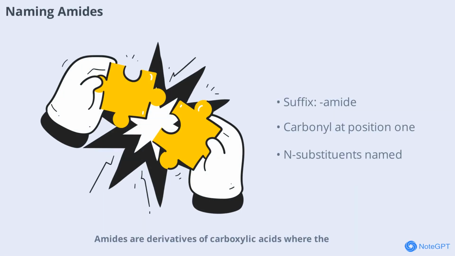Amides are derivatives of carboxylic acids where the OH group is replaced by an NH2 group. The suffix amide is used and the carbonyl carbon is always at position 1. For example, ethanamide is a 2-carbon amide. If there are substituents on the nitrogen, they are named as N-substituents. This systematic approach ensures clarity in naming amides.